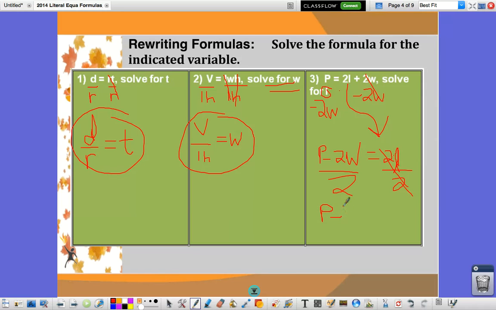P minus 2W. We're just writing down the answer now. Divided by 2 equals L. That's our answer. Ask your teacher now if you have any questions.